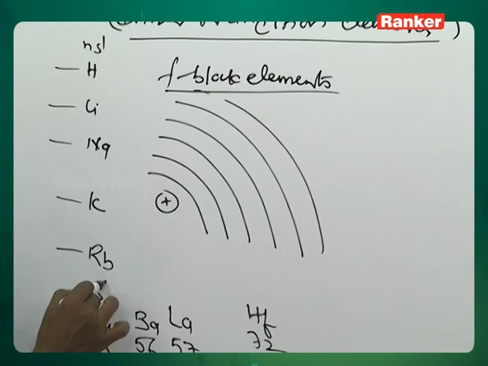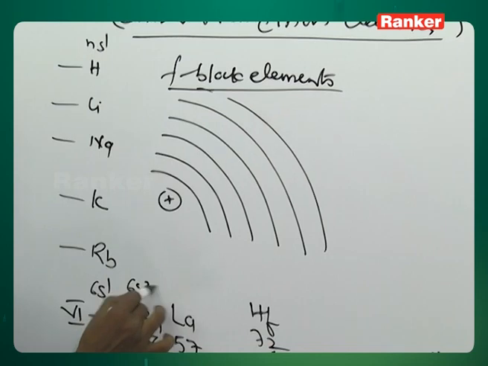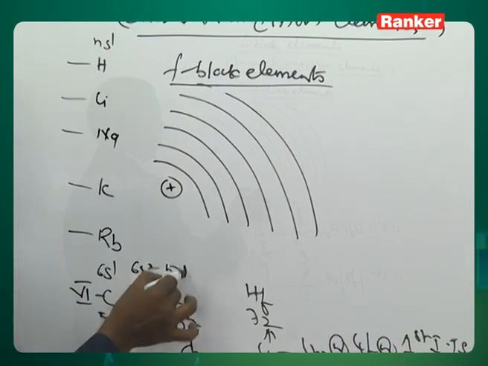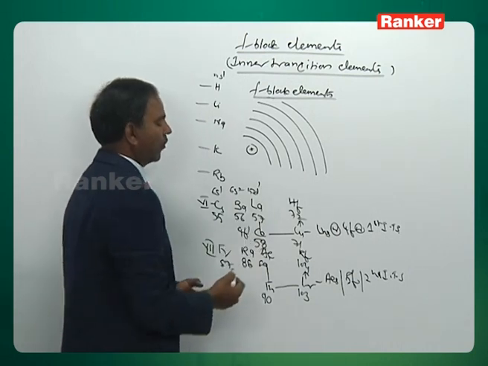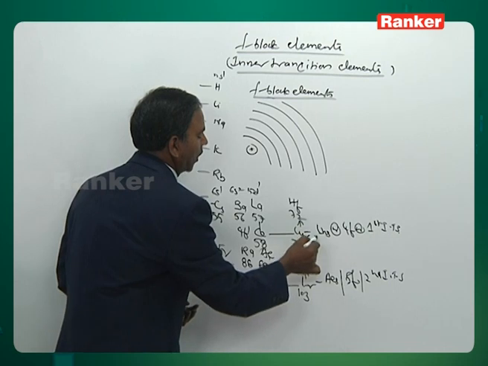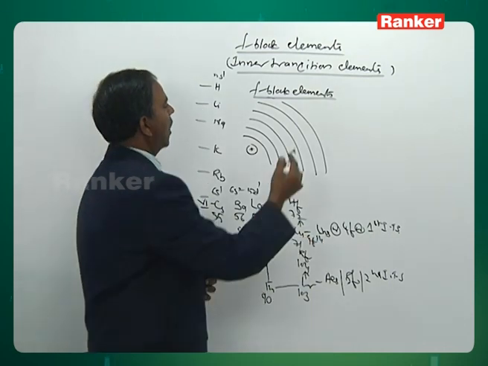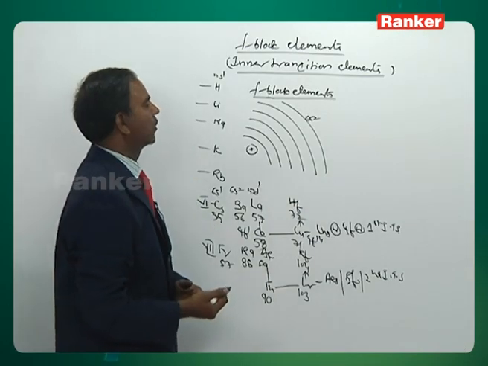This is coming to be what? 6s1. After 6s1, this one will be 6s2. After 6s2, this will be 5d1. After 5d1, this is coming to be 4f1, and this is coming to be 4f14. 4f1 to 4f14. Let me write. Now this is what? 6s1 and 6s2 valence shell electronic configuration.